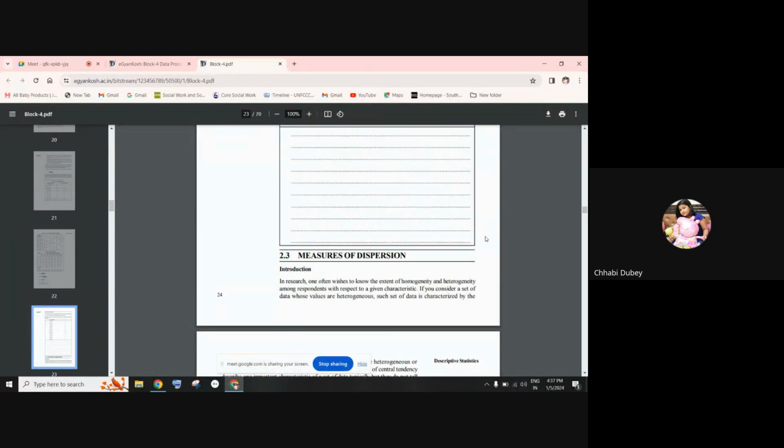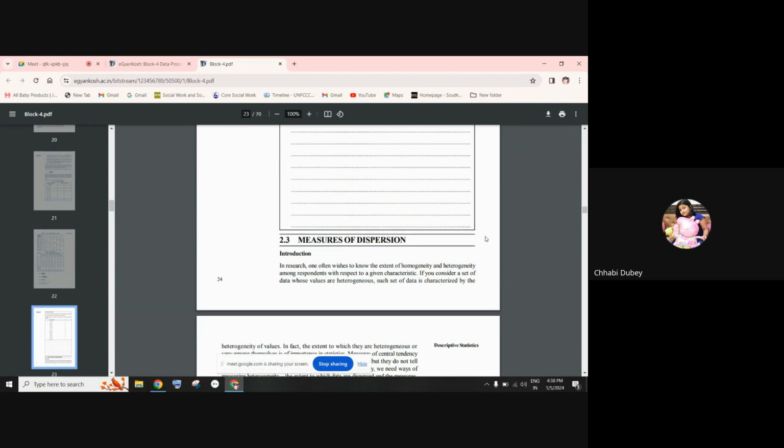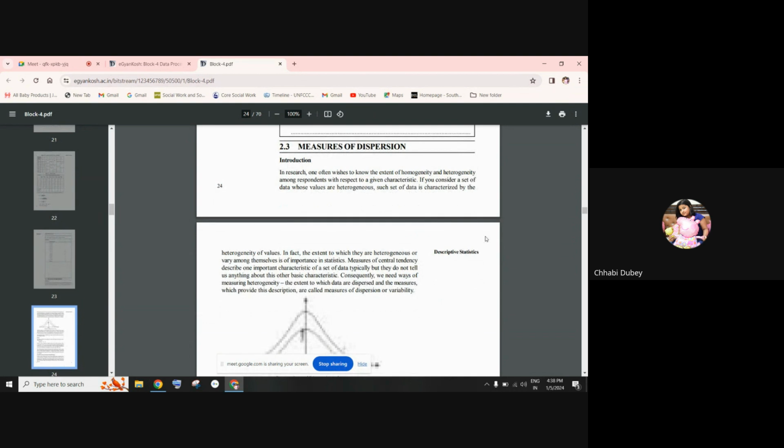Now, after the means or the averages, we will come to the concept of measures of dispersion. Now, measures of dispersion is basically, in research, sometimes we are interested in finding about the extent of homogeneity and heterogeneity among the respondents. That means the similarities as well as the differences, how different they are or how similar they are with respect to a given characteristic. So if we consider a set of data whose values are heterogeneous, that is, whose values are different, then such set of data is characterized by heterogeneity of values.